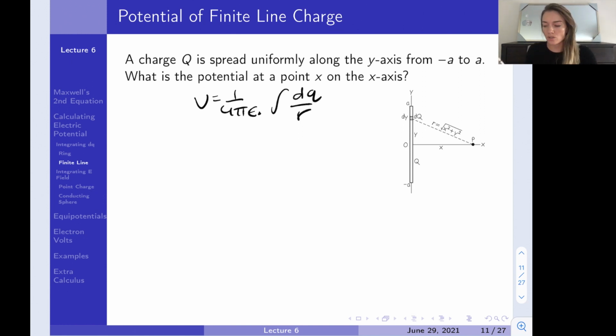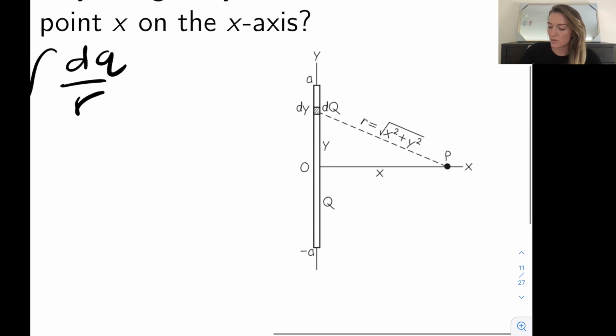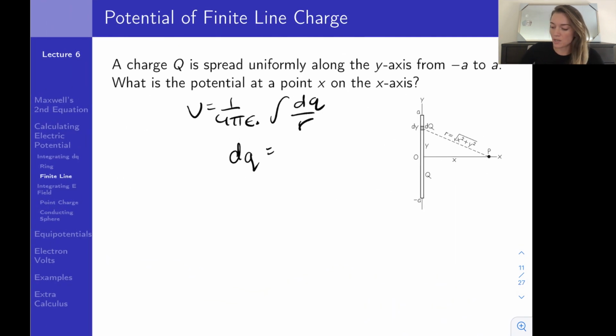And now here we are going to have to do an actual integral. So let's do dq first. Let's figure out what dq is. So dq is going to be exactly the same as we did when we found the electric field of this kind of charge distribution. You can see that our dq is situated along the y-axis, so we'll be integrating with respect to y, dy. And then we have a line charge, so we'll just call that lambda. So our dq will just be lambda dy.